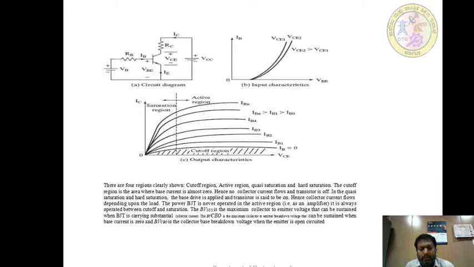The breakdown voltage VCEO is the maximum collector to emitter voltage that can be sustained when the BJT is carrying substantial collector current. The collector emitter breakdown voltage is the maximum that can be sustained when the base current is zero. And the collector base breakdown voltage is the voltage when the emitter is in the open state. So we can find even some of the leakages. This is when the emitter is in the open circuited form.